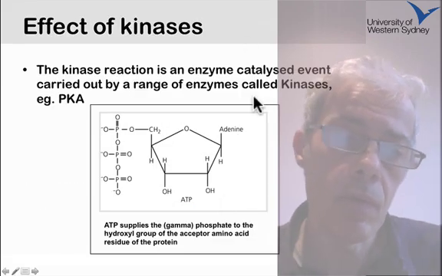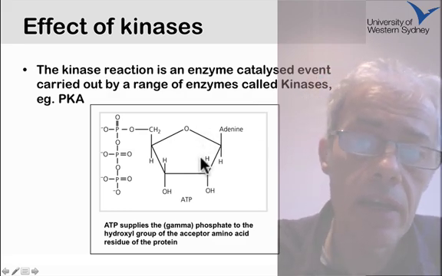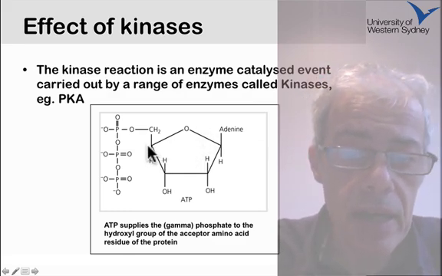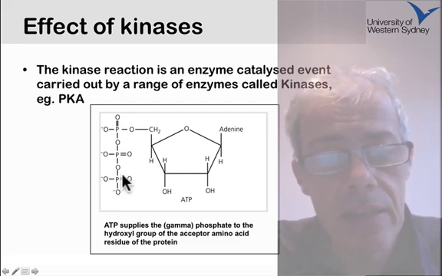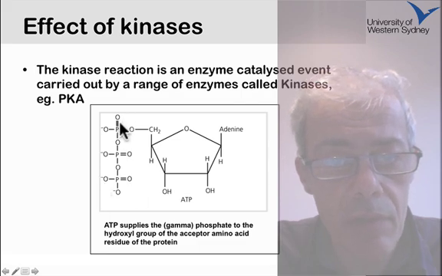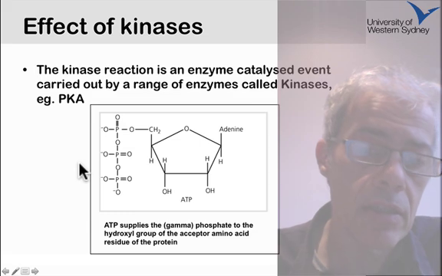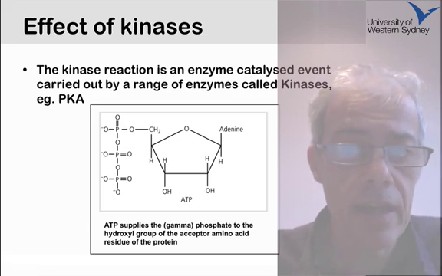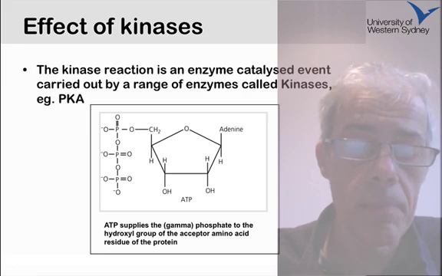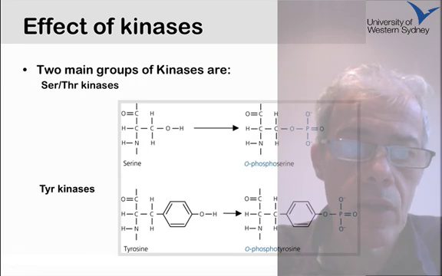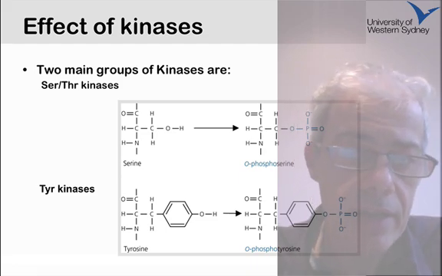Now, for a protein to be phosphorylated, something has to donate a phosphate group. So here we have the ATP, a common cellular nucleotide, and it's the gamma phosphate group here, not the alpha or beta, that is donated to the kinase enzyme, and that phosphate group is transferred to the protein. So there are two main groups of kinases in the cell.